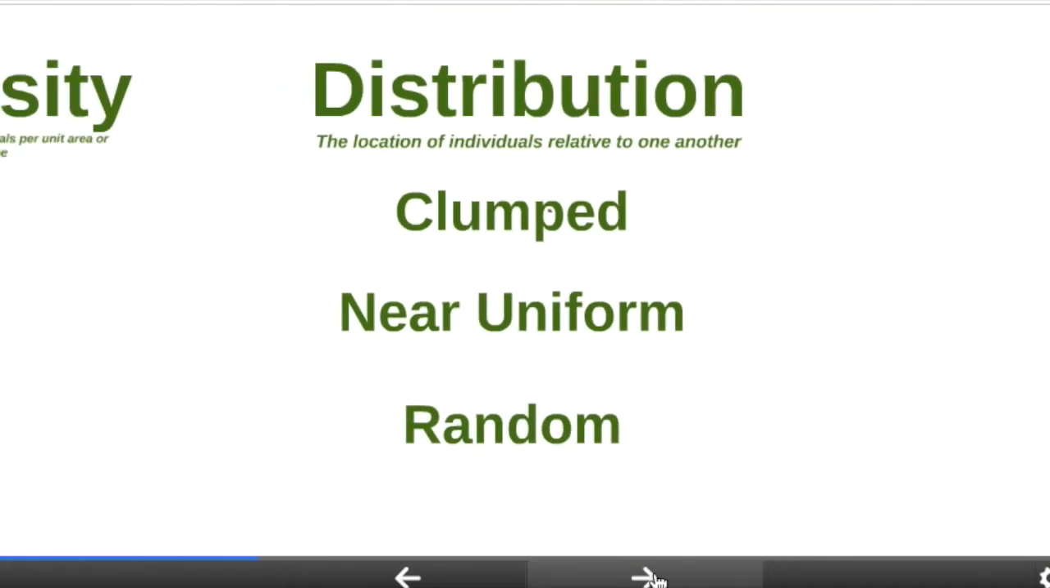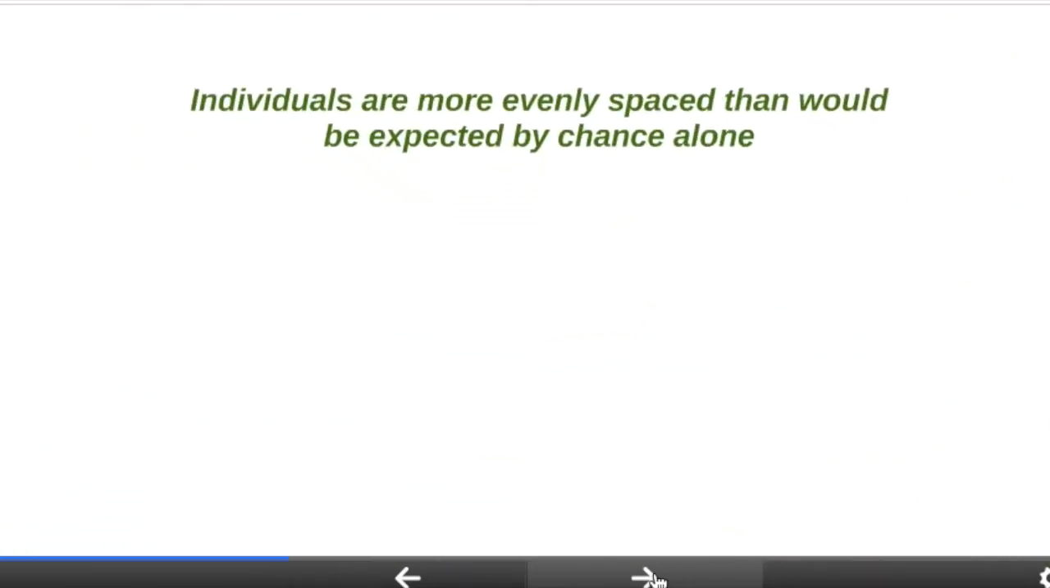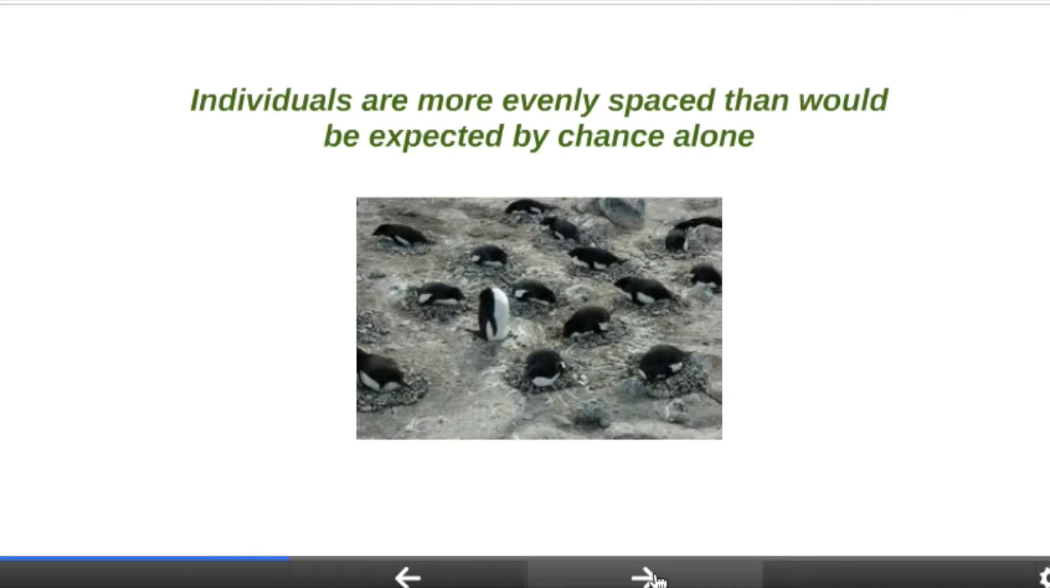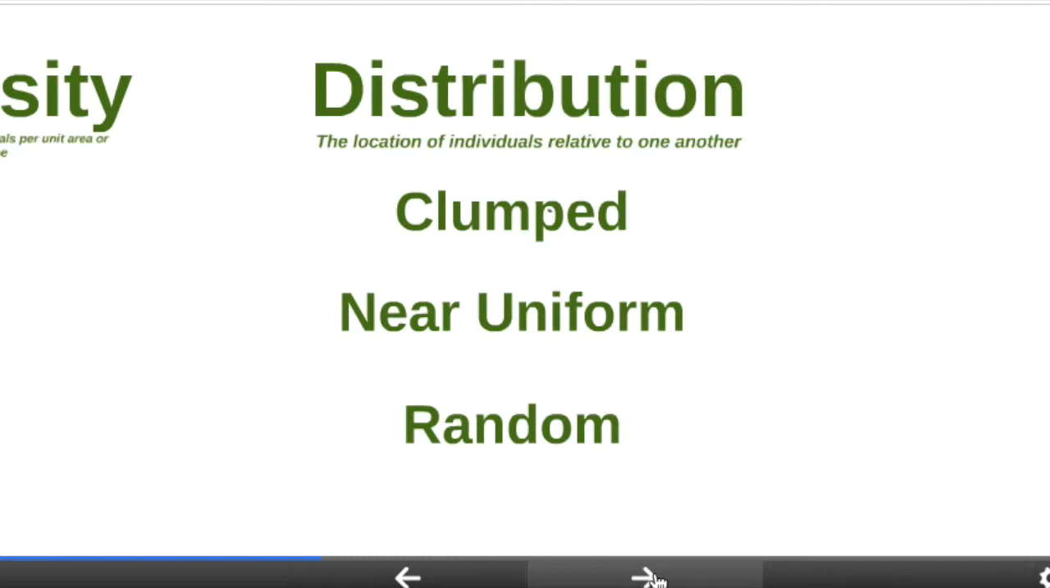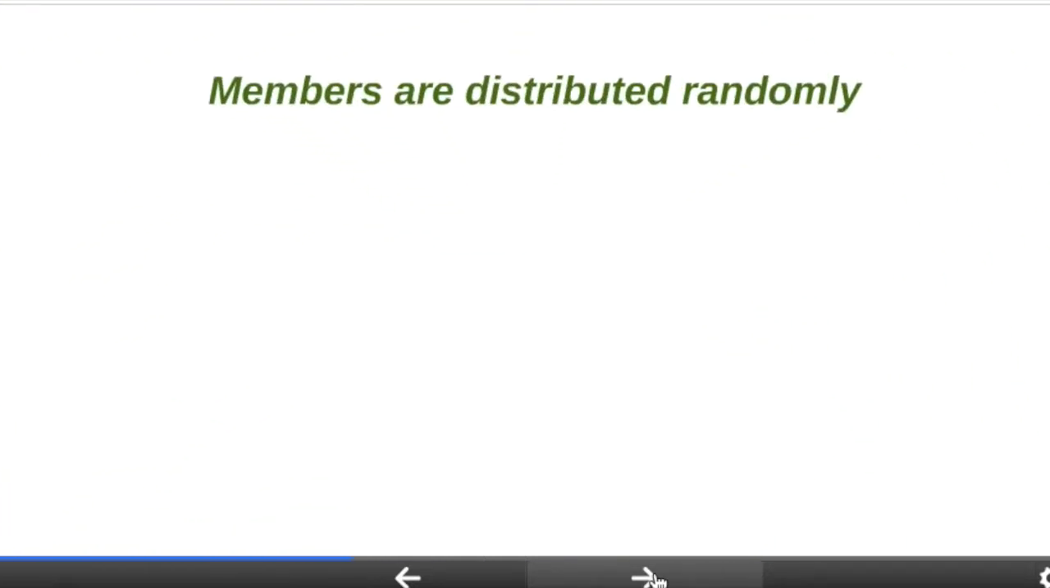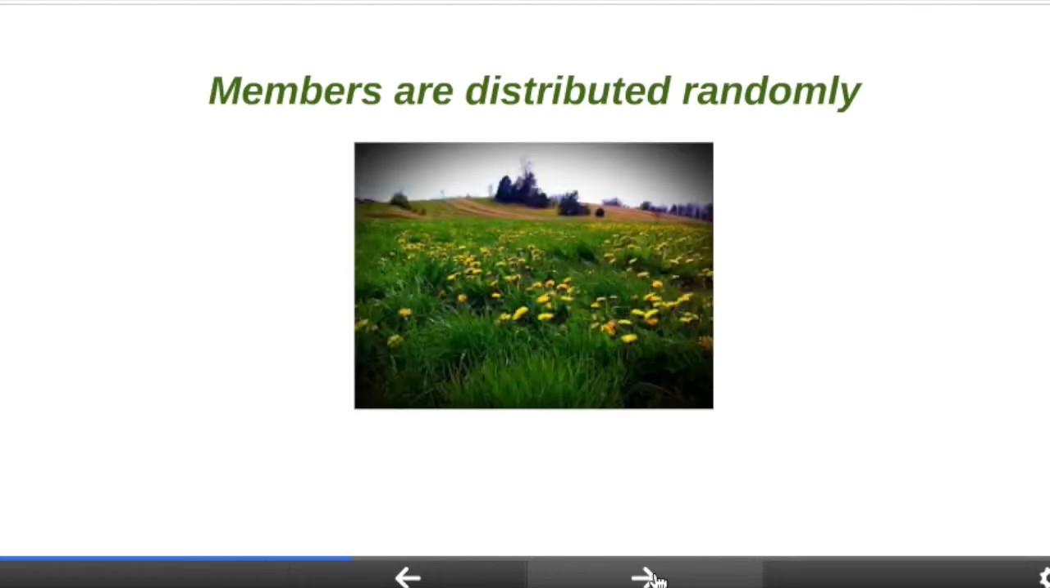The other pattern is near uniform. Near uniform occurs when your population is evenly distributed throughout a space, such as penguins laying eggs on an island. You tend to find this pattern when resources are limited. The third pattern is a random distribution pattern. This is where members are just randomly distributed throughout an area, such as flowers in a field. When resources are almost unlimited, then you tend to see patterns that are randomly distributed.